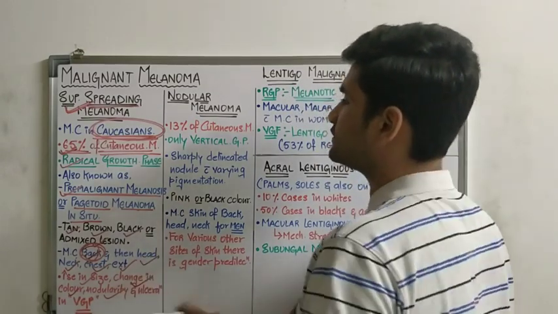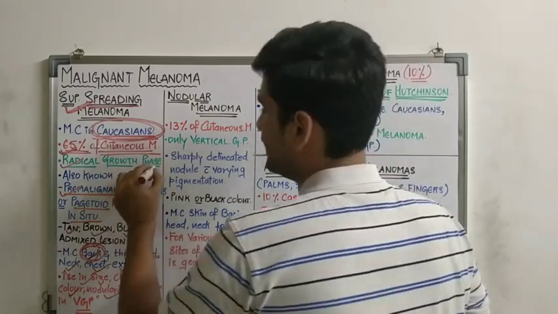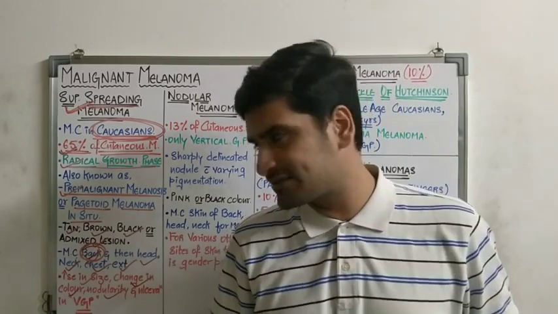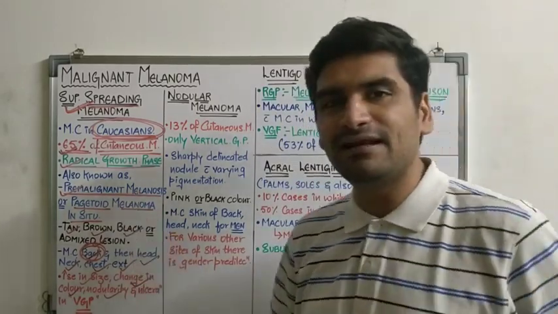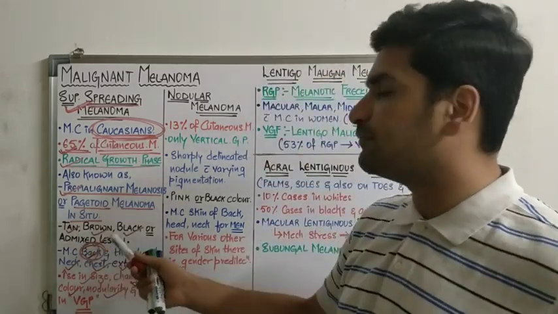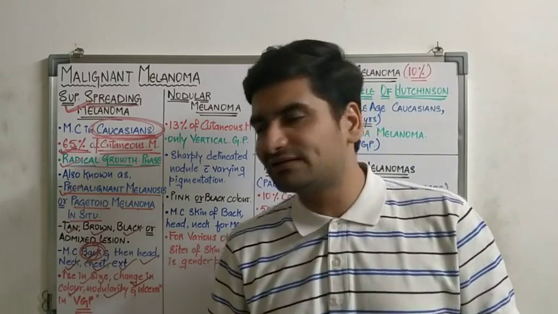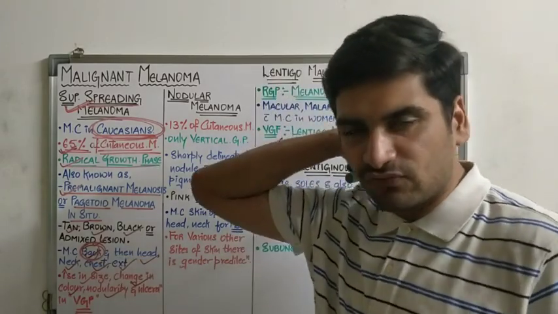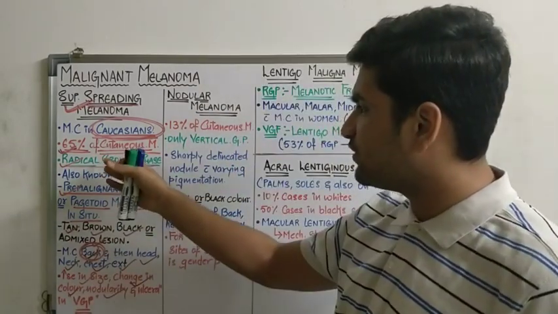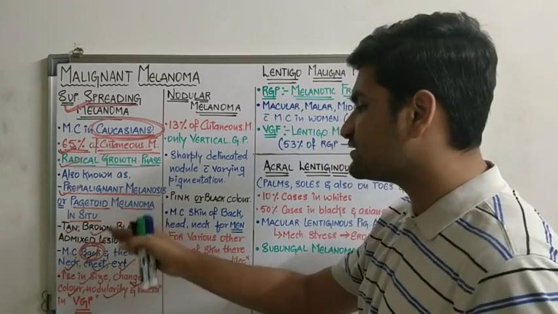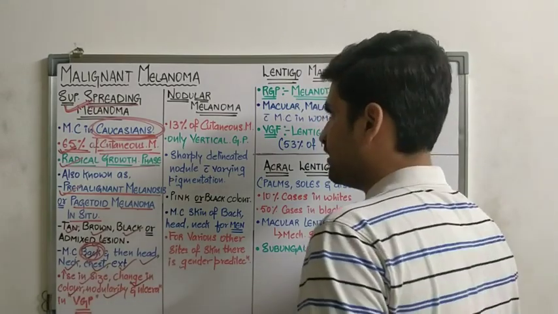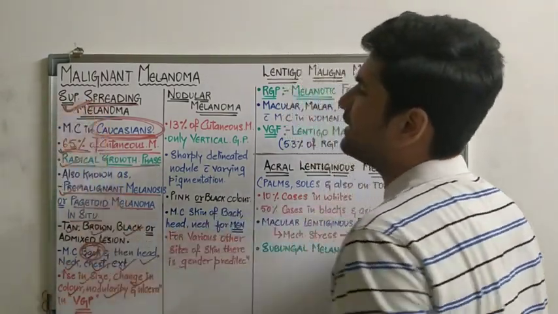Aapko kya yaad rakhna hai? Caucasian group of individual mein most commonly seen, initially in radical growth phase, accounts for 65% of cutaneous melanoma, also known as pre-malignant melanosis or pagetoid melanoma in situ. Next is tan, brown or black colored lesion or admixed lesion of all the colors, mainly seen on the skin of back. Then you have head, neck and chest, right? When they are moving from radical growth phase to vertical growth phase, they will show increase in size, change in color and nodularity along with sometimes ulceration. This was about superficial spreading melanoma.